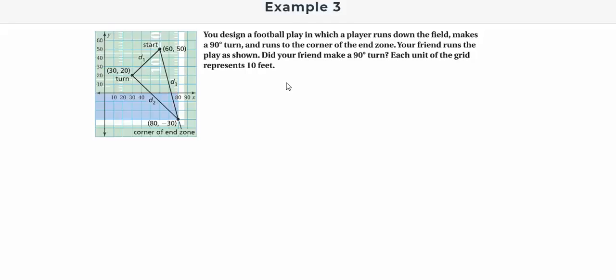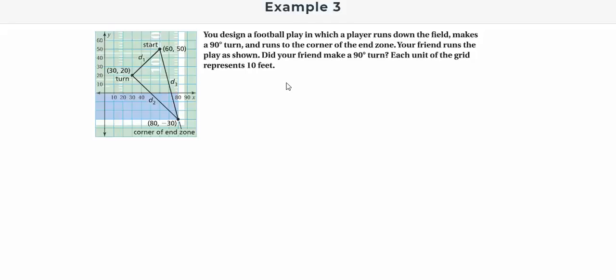I do too. So, for problem example 3 in 7.5, it says you design a football play in which a player runs down the field, makes a 90-degree turn, and runs to the corner of the end zone. Your friend runs the play as shown. Did your friend make a 90-degree turn? Each unit of the grid represents 10 feet.